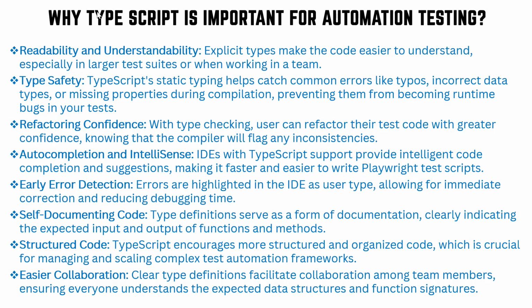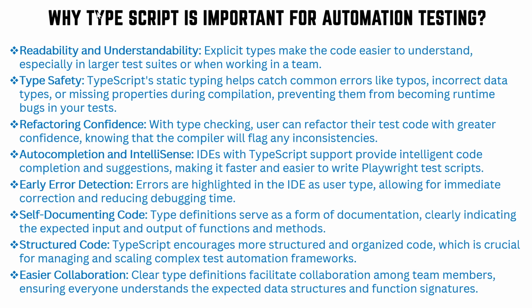Type safety: TypeScript's static typing, which we have been discussing for the last couple of minutes, helps us catch common errors like typos, incorrect data types, and missing properties during compilation, preventing them from becoming runtime bugs in the test cases. So type safety plays a very important role, helping to catch failures, bugs, or errors already at compilation time. Refactoring confidence: with type checking, users can refactor their test code with greater confidence, knowing that the compiler will flag any inconsistencies.